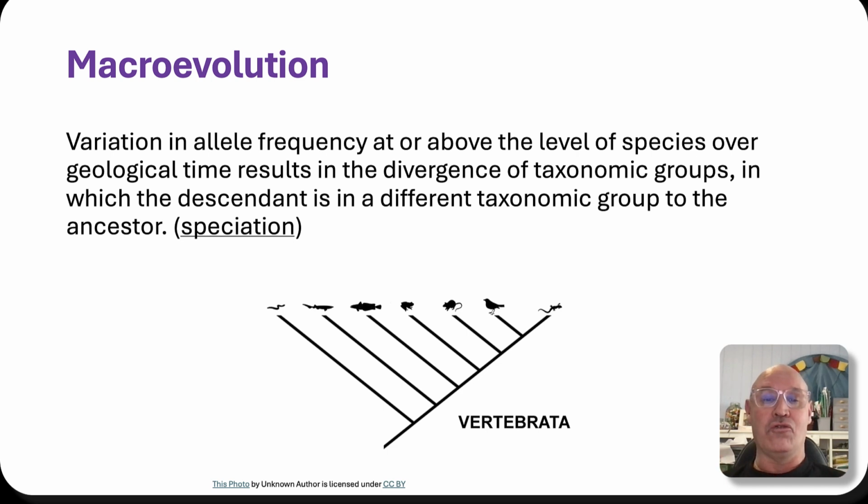And you can recall the species definition. There was a number of them, but the biological species definition said that organisms of the same species are capable of reproducing naturally and producing fertile offspring. So when you have a speciation event, it essentially means that they can no longer reproduce. And we'll be talking more about those mechanisms as well.